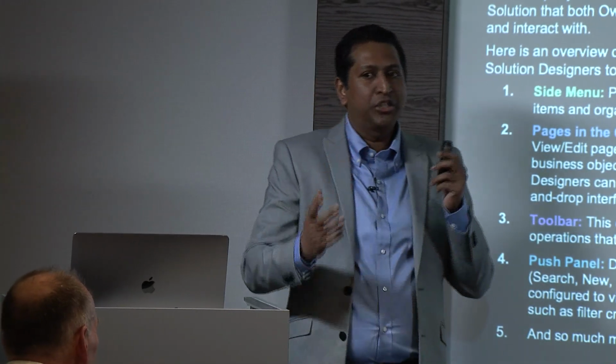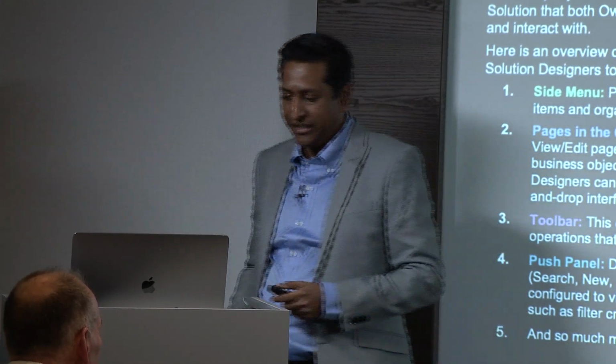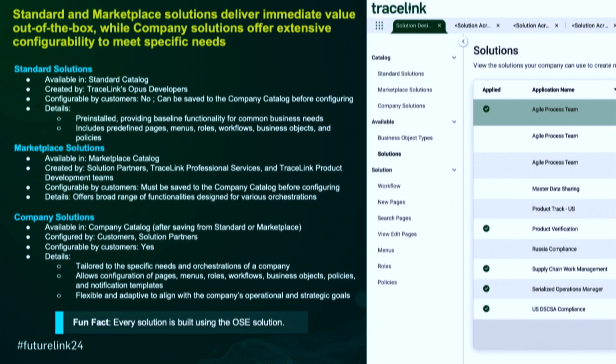OK, now we saw what can be configured. Let's now jump into where can I start. So OSE, Opus Solution Environment, right in the middle, we have solutions. So solutions is a box. That box contains pages, menus, roles, and everything, which we'll see soon. And the visual manifestation is what we saw in the previous slide.